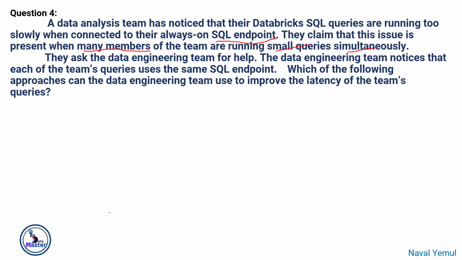Then moving forward, they ask the data engineering team for help. The data engineering team notices that each of the team's queries uses the same SQL endpoint, which is now called a SQL warehouse. Which of the following approaches can the data engineering team use to improve the latency in the team's queries? So what can they do? Obviously they can increase the SQL warehouse size. Okay, let us look at the options and then we'll decide.